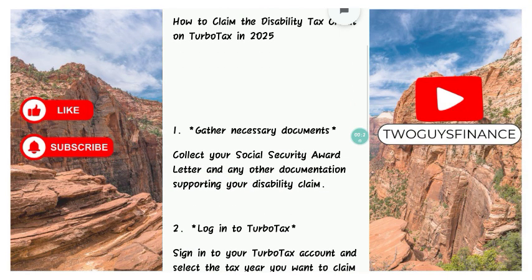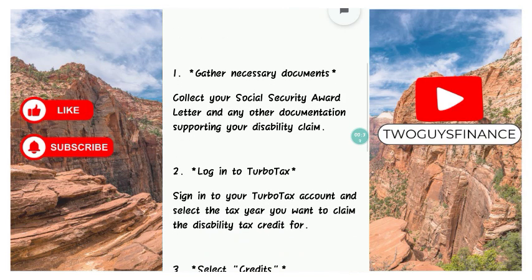Now, the first step is going to be to gather the necessary documents. So first thing you want to do is go ahead and collect your Social Security Award letter, as well as any other documentation that supports your disability claim. And once you have them, just log into your Turbotax account on the Turbotax website. You're going to log in using your email address and your password. And once you're logged into your account, you're just going to select the tax year that you want to claim the disability tax credits for.